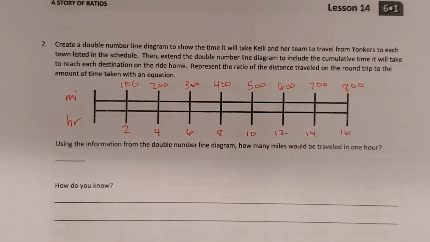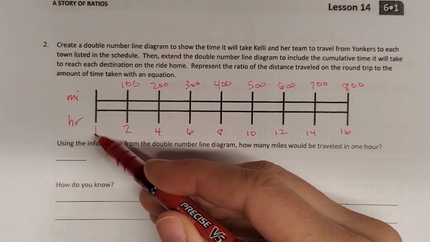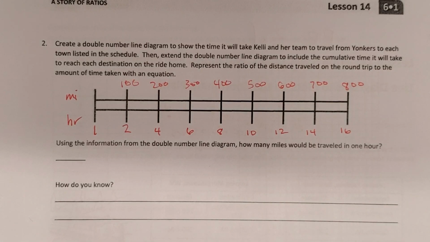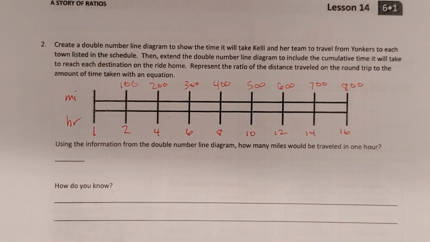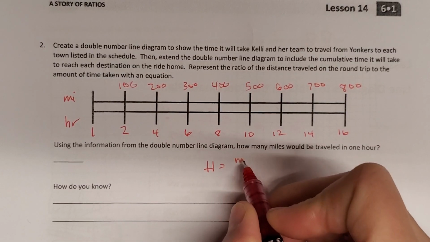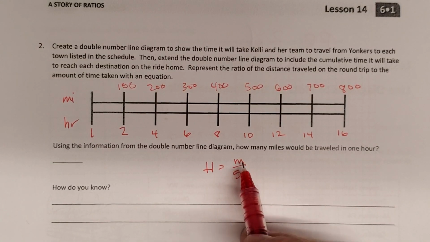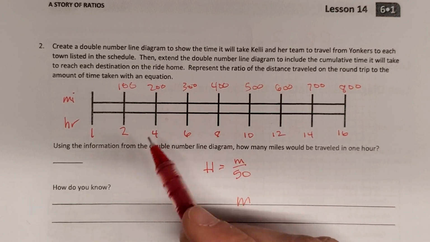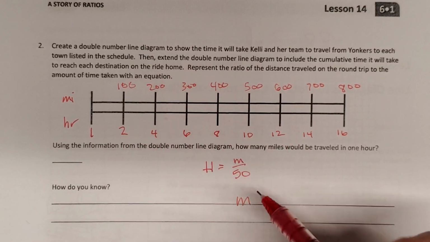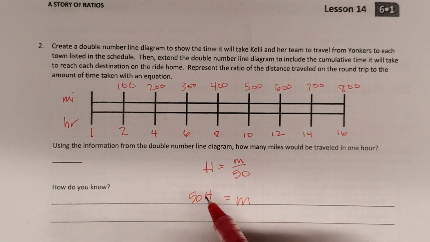Question. If Kelly's train can go 100 miles in 2 hours, how many miles in 1 hour? How many miles in 1 hour? Well, let's look at the equation we wrote. We said if we wanted to know the hours, we took miles and divided by 50. But what if I want to know the miles? If I want to know the miles, how do I get from 2 to 100? 50 times the number of hours. So if I have 1 hour, substitute the value of your variable. 50 times 1 is 50.